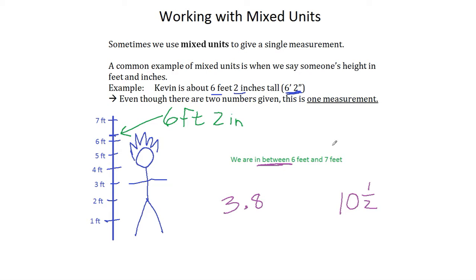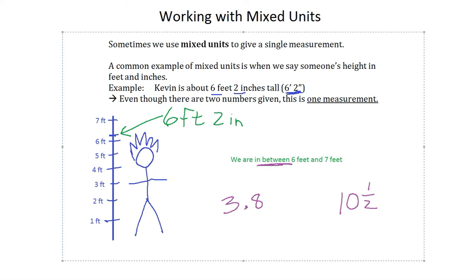So this is the same idea, where we use these mixed units. We say you're in between 6 and 7. 6 feet and then another 2 inches. So just keep that in mind as we're working on these. We're going to be in between whole feet, or whatever the big unit is that we're using. We call it mixed units because for one measurement we're doing feet and inches, or we could do pounds and ounces, or two different units, one big and one small.